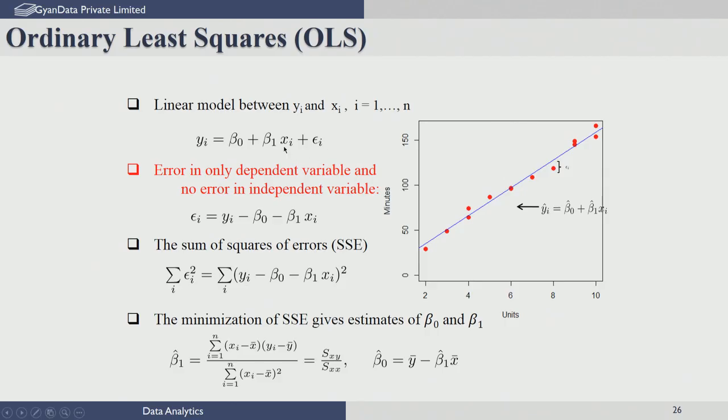This could be because we have not measured xi precisely or yi precisely, or it could be that the model form we have chosen is perhaps inadequate to explain the relationship between xi and yi, and therefore whatever we are unable to explain is denoted as epsilon i and is called a modeling error.